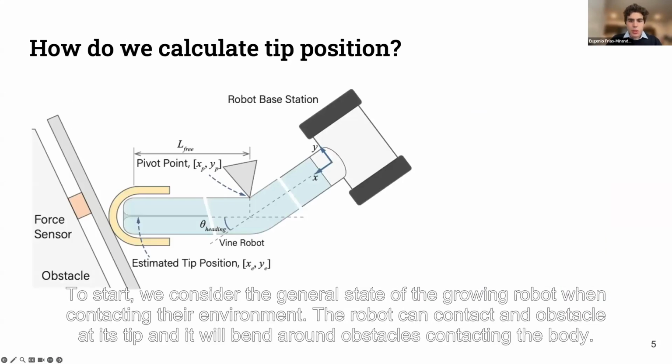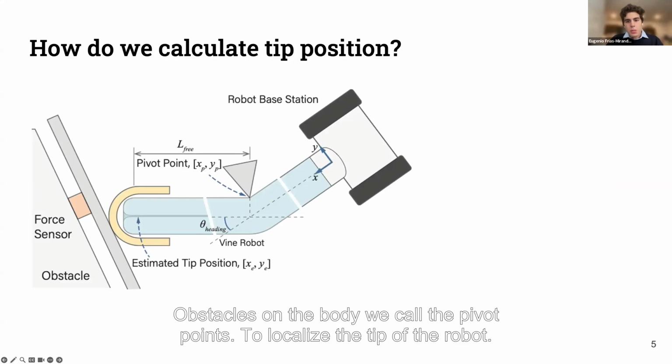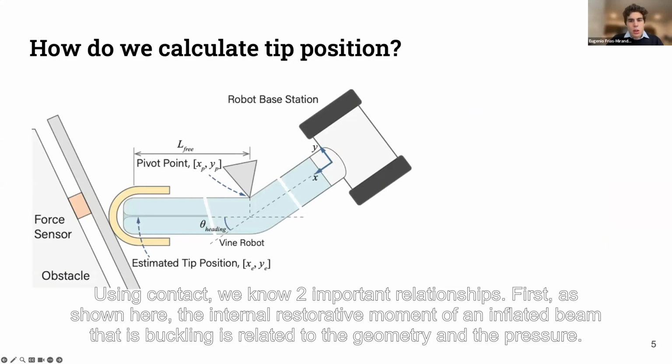To start, we consider the general state of the growing robot when contacting the environment. The robot can contact an obstacle at its tip, and it will bend around obstacles contacting the body. Obstacles on the body we call the pivot points. To localize the tip of the robot using contact, we note two important relationships.